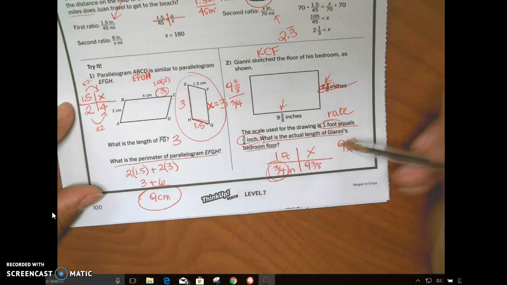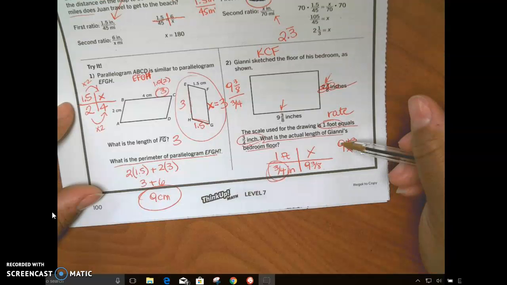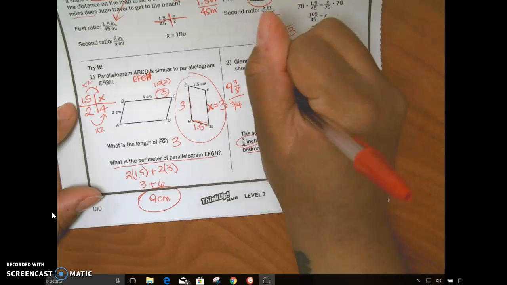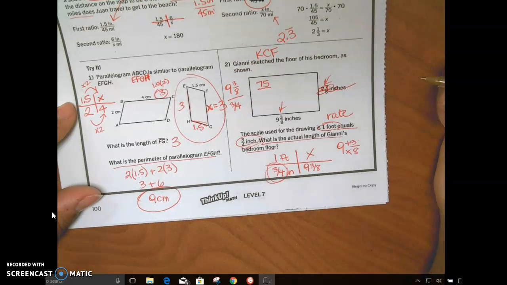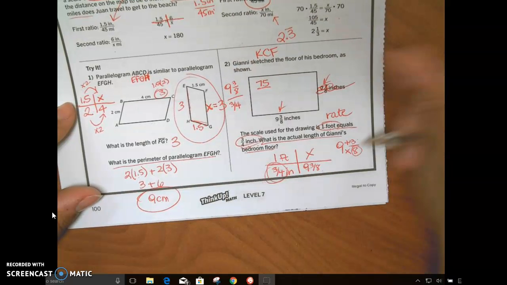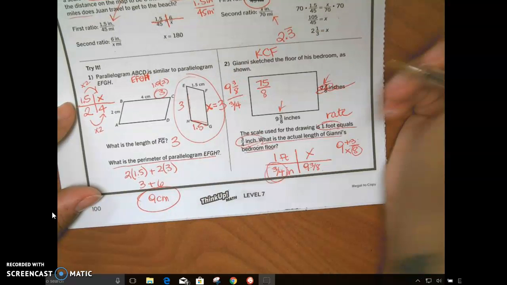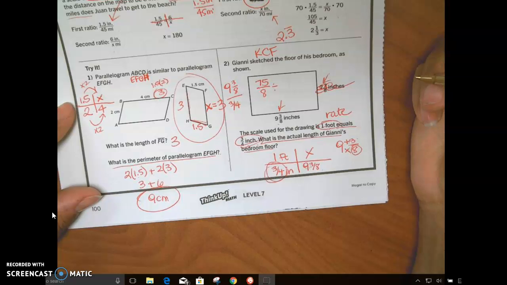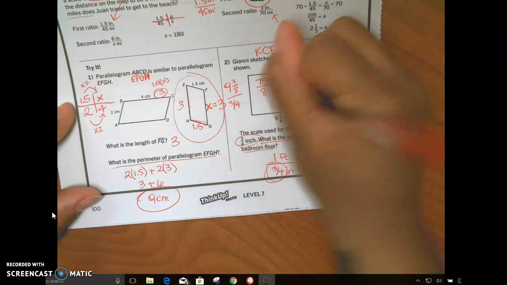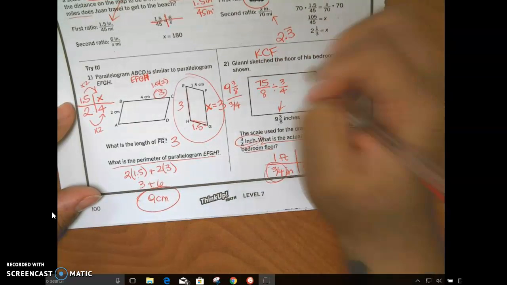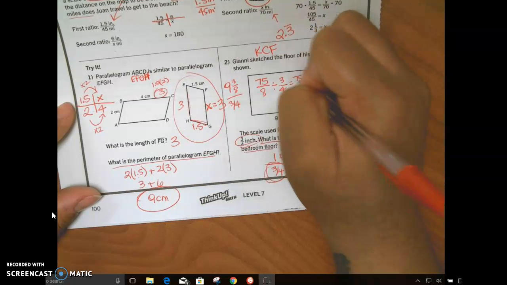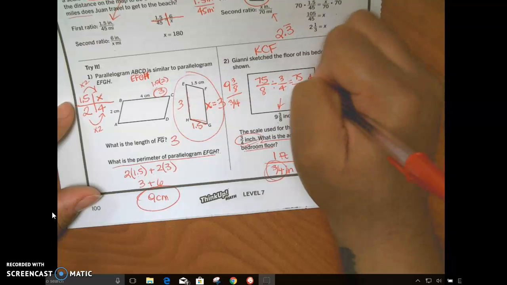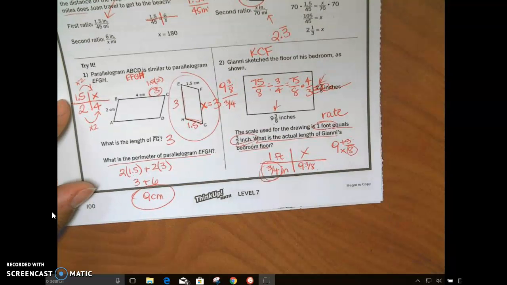8 times 9? 72 plus 3. 75 over how much? Who's the denominator? 8. He stays the same. Divided by who? 3/4. Now I keep change, flip. 75 eighths times 4/3. Now guess what I can do?